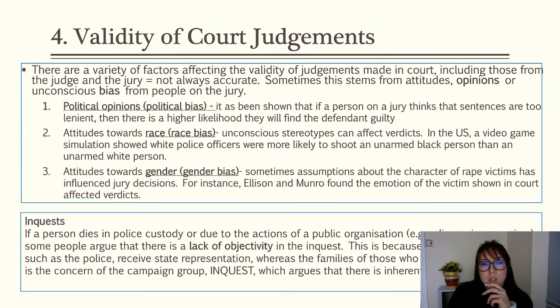In this section you need to talk about inquests. Inquests are the best things to talk about for court judgments. If a person dies in police custody or due to the actions of a public organisation, police, prison service, etc., some people argue there is a lack of objectivity in the inquest. The inquest is finding out what happened. This is because public organisations, such as the police, receive state representation, whereas the families of those who died do not, so they can't get the best legal team. This is the concern of the campaign group Inquest, which argues that there is an inherent bias in the system.